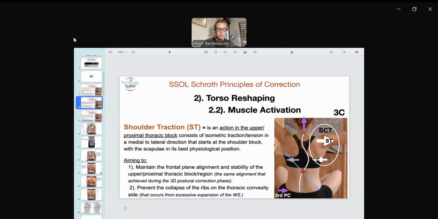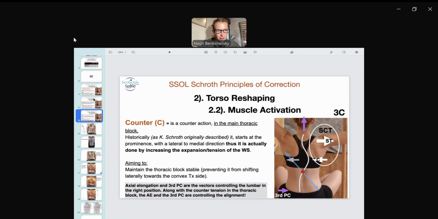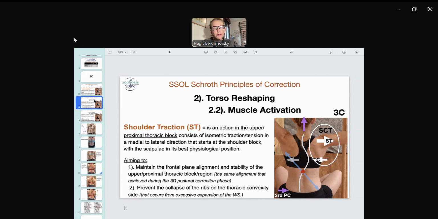So I'll go back to this one. We'll talk, let's say, divided into the shoulder traction and the counter. Now here there's always a question about which is the shoulder traction and which is the countertraction, or the counteraction, or the countertension. Shoulder traction, it's simple. It's a shoulder, it's in this area, it's traction of the upper thoracic region here on the right side.